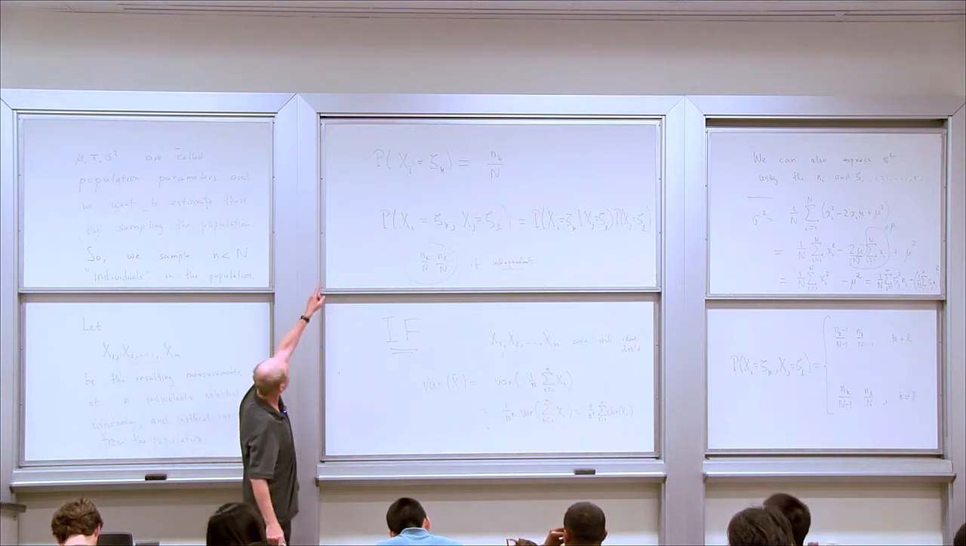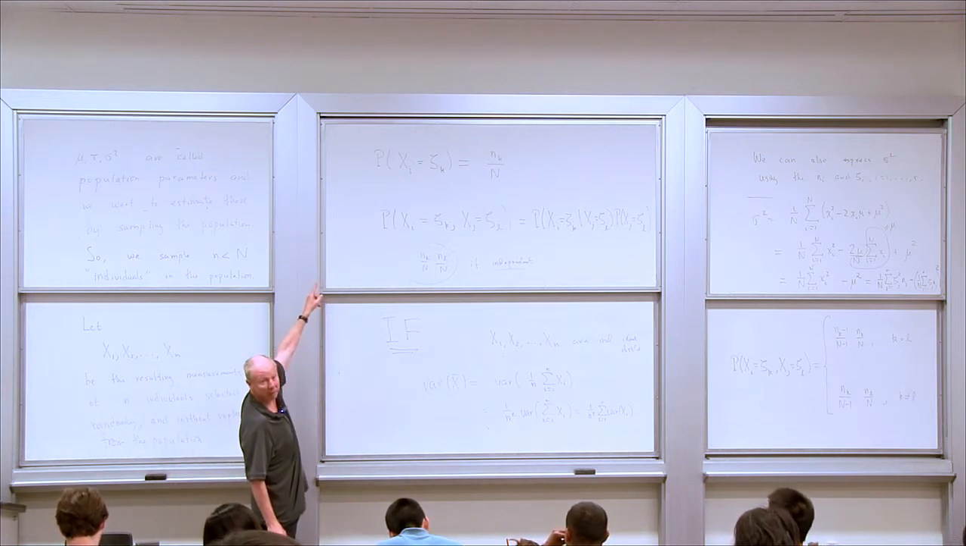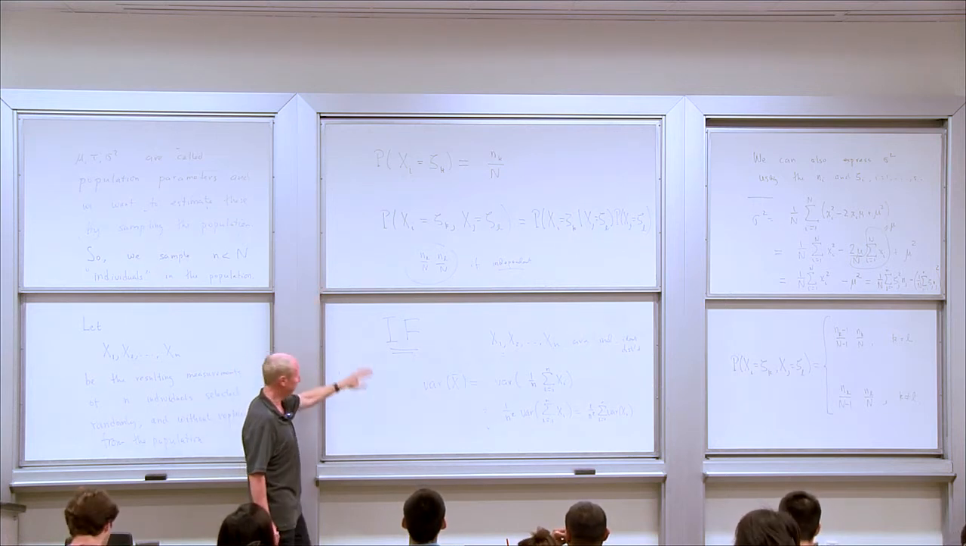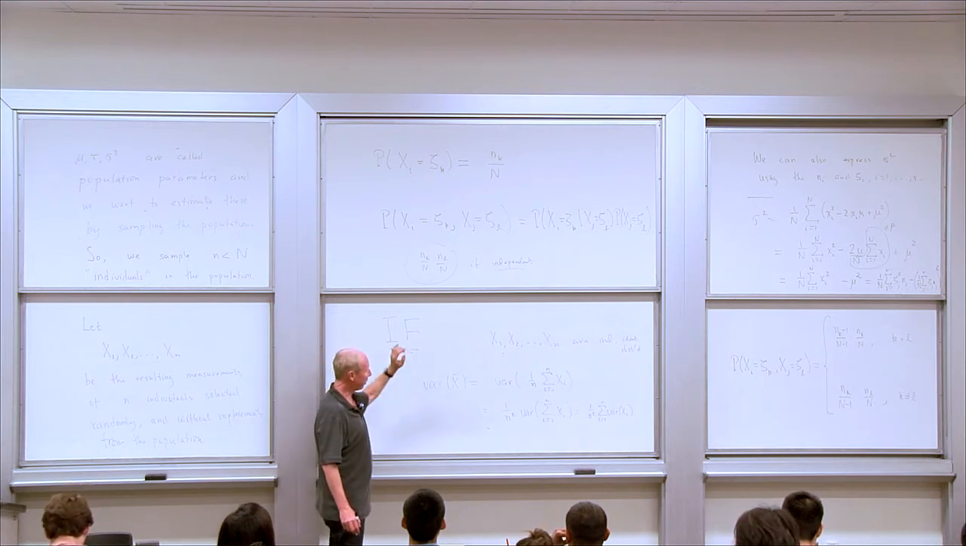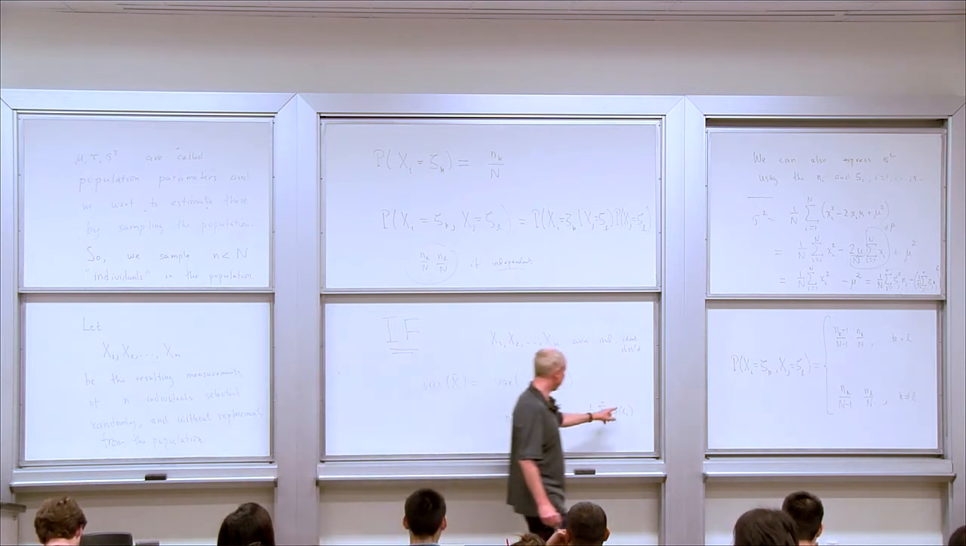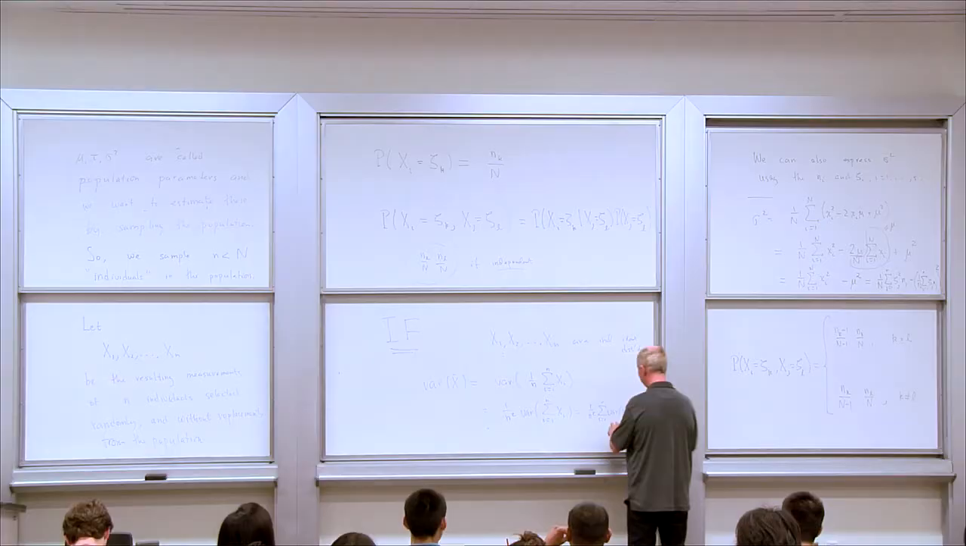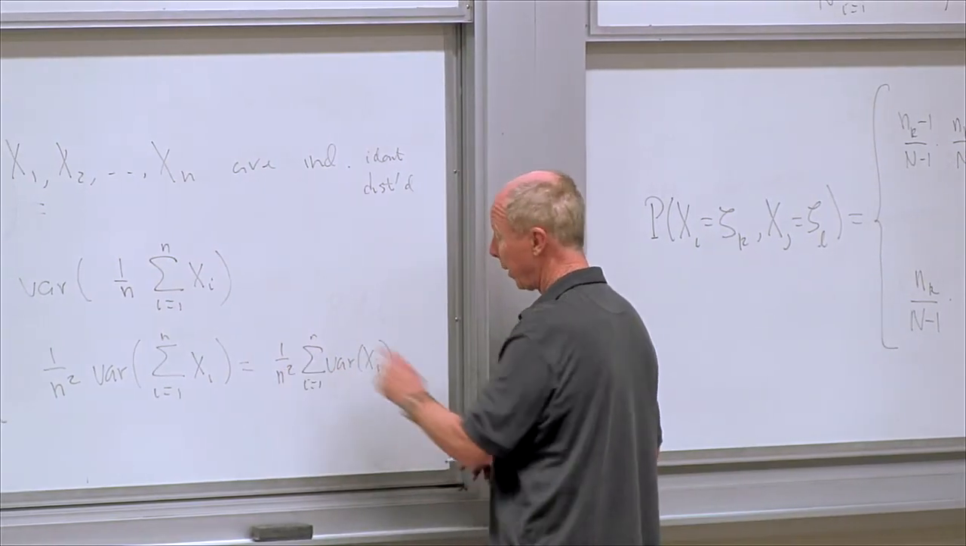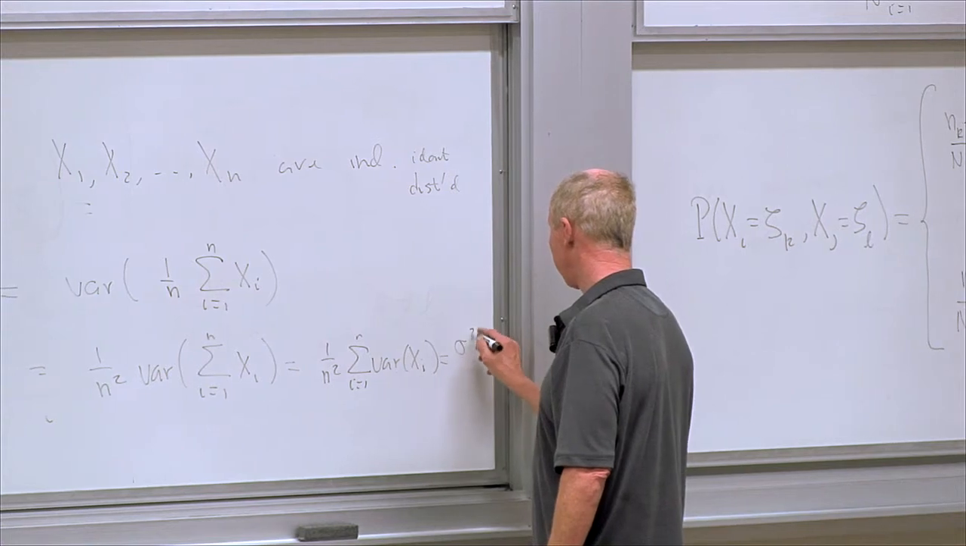That's that line up there, right? Does that depend on i? No, that means they have the same distribution for all i, right? So they're identically distributed, but they're not independent. If they're independent and identically distributed, then this number would be sigma squared for every i. We add it up that many times, so we get n times sigma squared. Divide by n squared, we get sigma squared over n.